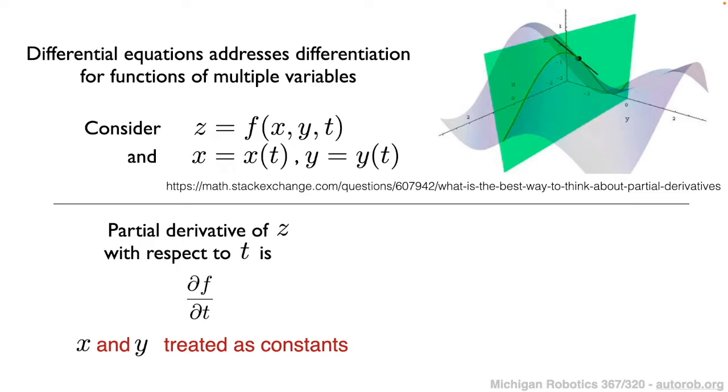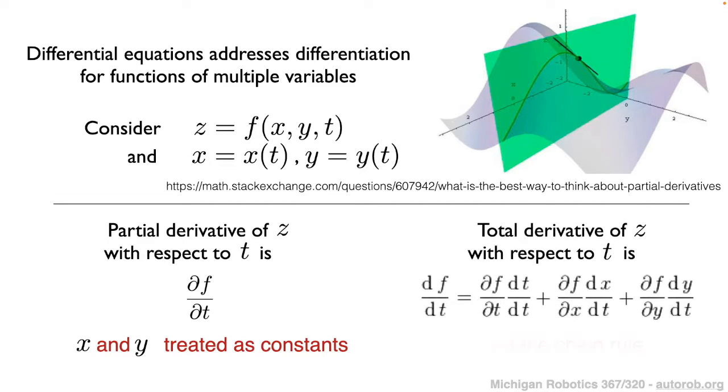That would be one approach for taking the partial derivative, or one way to think about it. Alternatively, you could also ask for what's called the total derivative of z with respect to t. To calculate this, you could use a tool such as the chain rule.